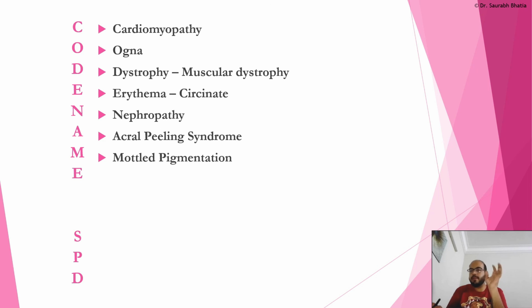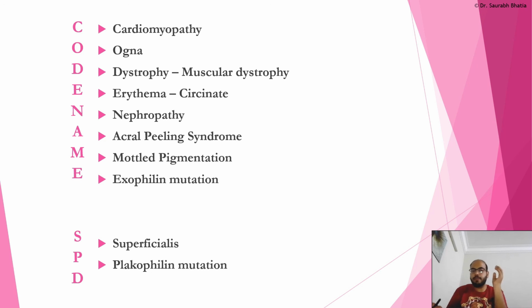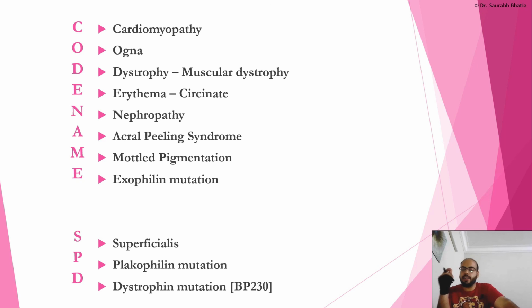M is mottled pigmentation, autosomal dominant inherited. Pigmentation improves with age. E is exophilin mutation. S is superficialis. P is plakophilin mutation. And D is dystrophin mutation, which is seen in BP230 mutation. Clear? So just remember the mnemonic. I'll repeat again. It's code name SPD.